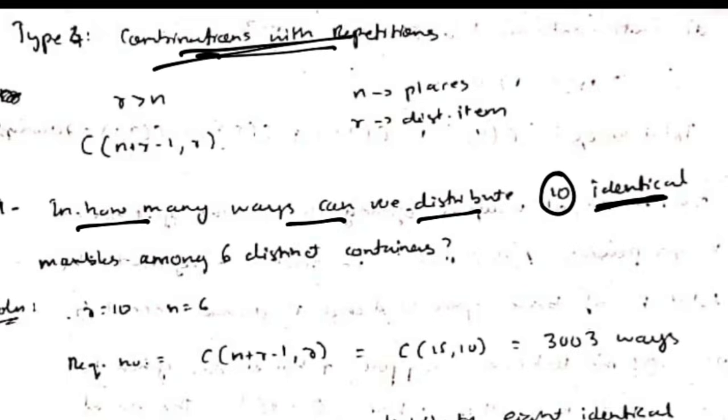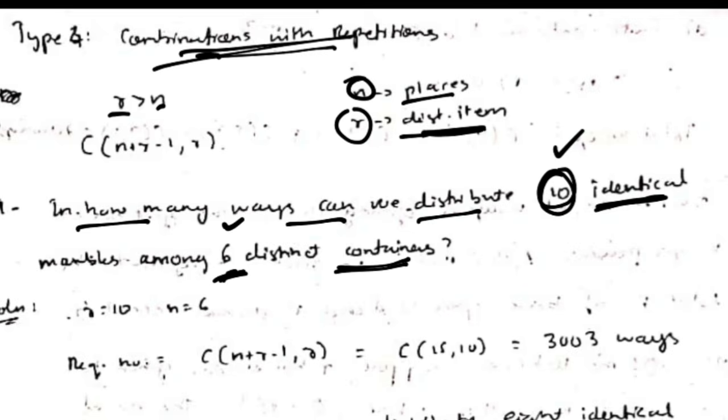Coming to combination with repetitions, we will be given a question of this type: in how many ways can we distribute 10 identical balls, marbles, among 6 distinct containers? If they give identical, that means you have to use this formula. You will have two things first: the items and the places. Places will be the 6 distinct containers, and the marbles are the items, which will be r. And one more thing you can do to know what is r and n: r will always be greater than n. So in this case 10 is greater than 6, right? So r is 10 and n is 6.